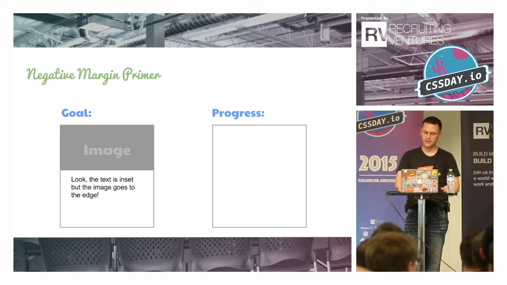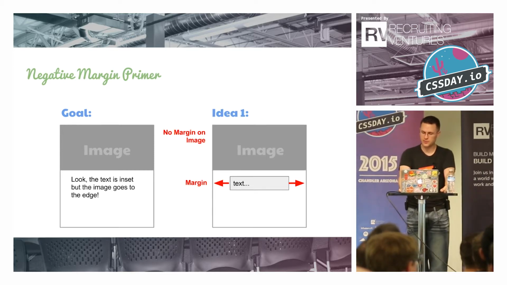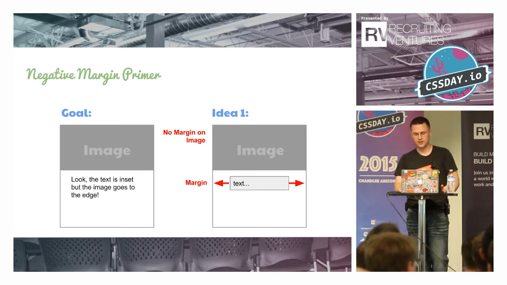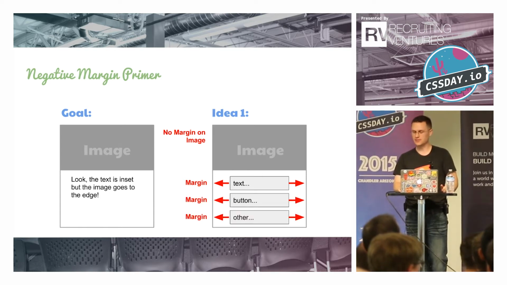So I think idea 1 is you can take your image and give it no margin, and then you can take this text and give it some margin, and that's perhaps how beginners would solve this. The problem is, as you start to add more and more items into this lower area, buttons and whatever, all of a sudden it's an endless game of what needs margin and what doesn't need margin.